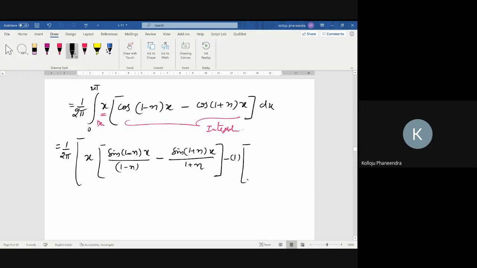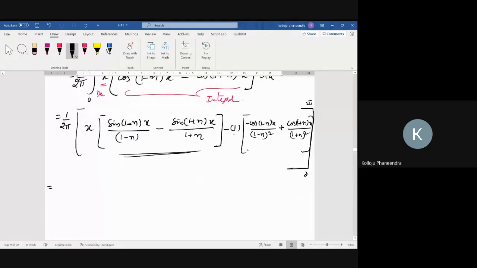Again, integration of this total. Sine integration gives minus cos 1 minus nx by 1 minus n whole square, right? And sine integration gives minus cos, so this becomes plus cos 1 plus nx by 1 plus n whole square. This is over, and for the one derivative next is 0. So this big bracket is closed, with limits 0 to 2 pi. Now substitution of limits.